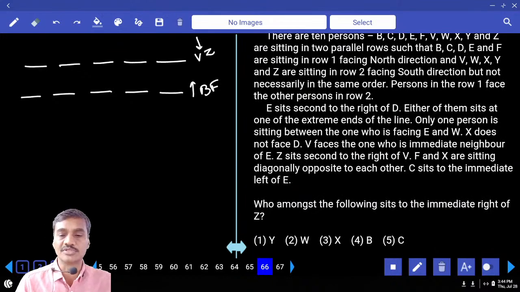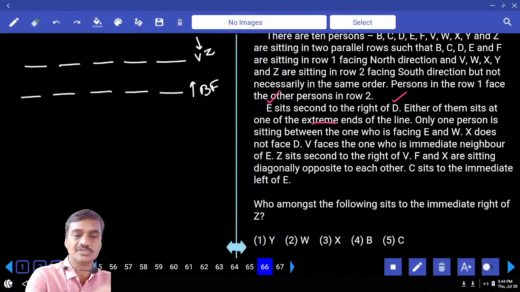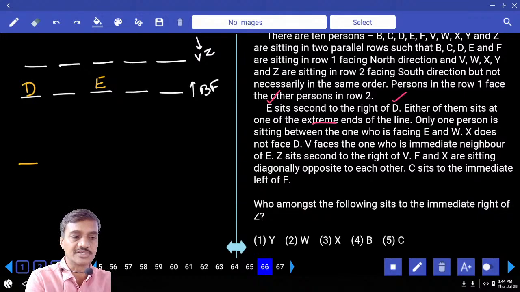Then coming to condition number 1, E sits second to the right of D. E is seated second to the right of D, either of them. Either of them means either E or D. Between these two persons, one person is at an extreme end. E sits second to the right of D. If D is here, then E is here. This is one case. And what is the second case we have?